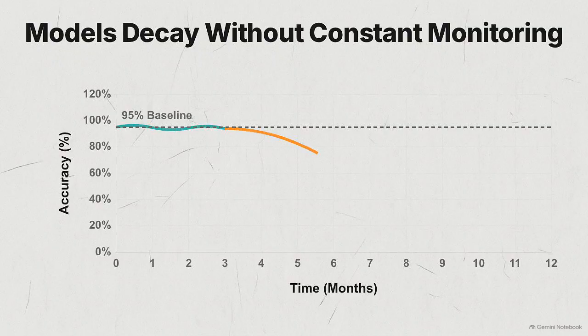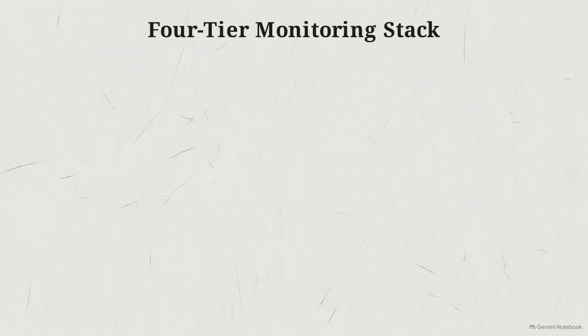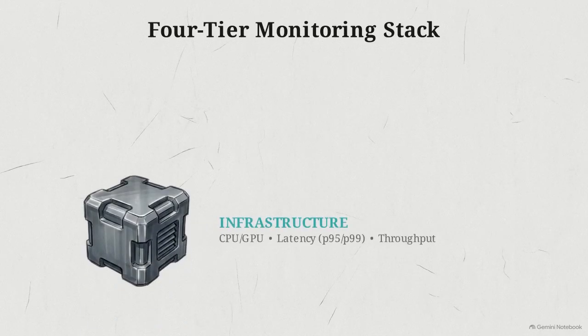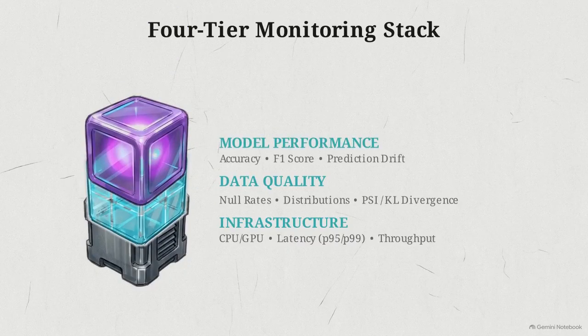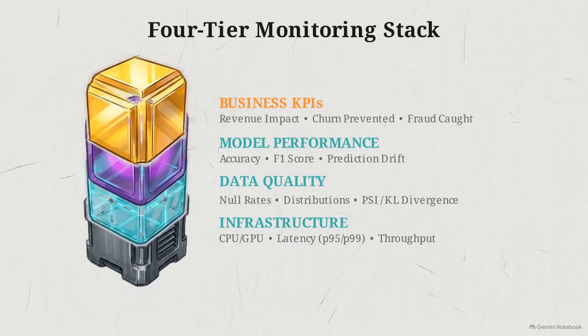This chart shows a typical performance drop-off. Without active monitoring and retraining, 91% of deployed models experience measurable degradation within 9 months. To prevent these silent failures, IT teams must implement a 4-tier monitoring stack. You have to track infrastructure health, data quality inputs, continuous model performance, and finally, business KPIs.